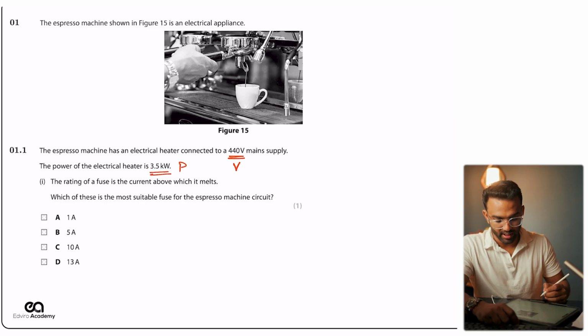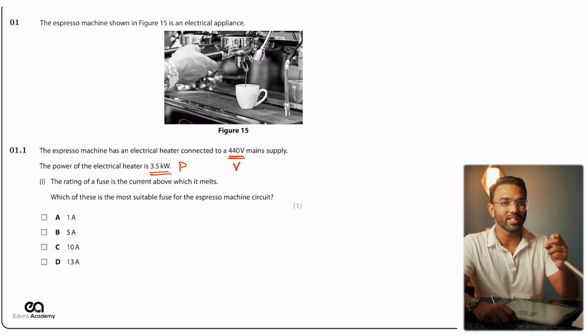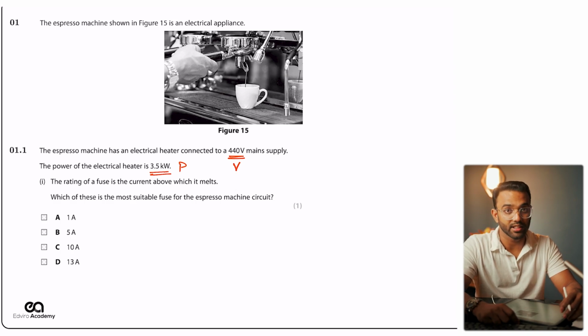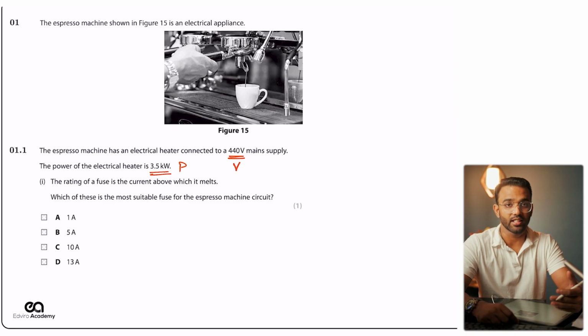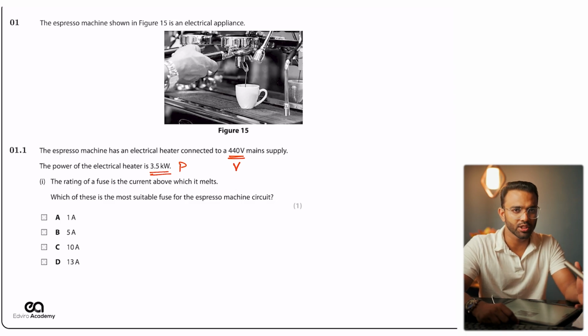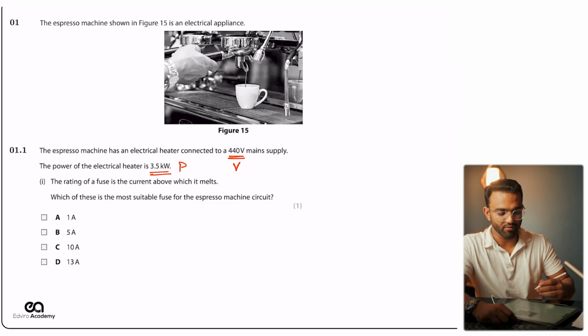So this is the power. The rating of the fuse is the current about which it melts. Which of these is the most suitable fuse for the espresso machine circuit? So this question is not about specific heat capacity, but it is followed by a massive specific heat capacity question, and therefore I just put in part 1 for the context, for you guys to get where it is coming from. So firstly, we need to find the current.